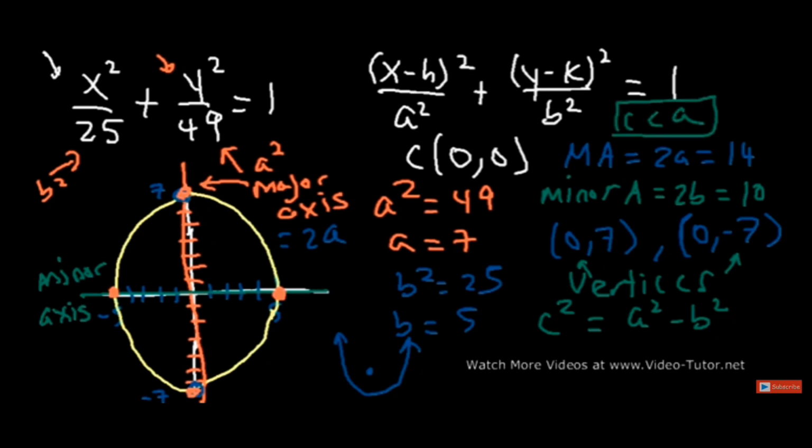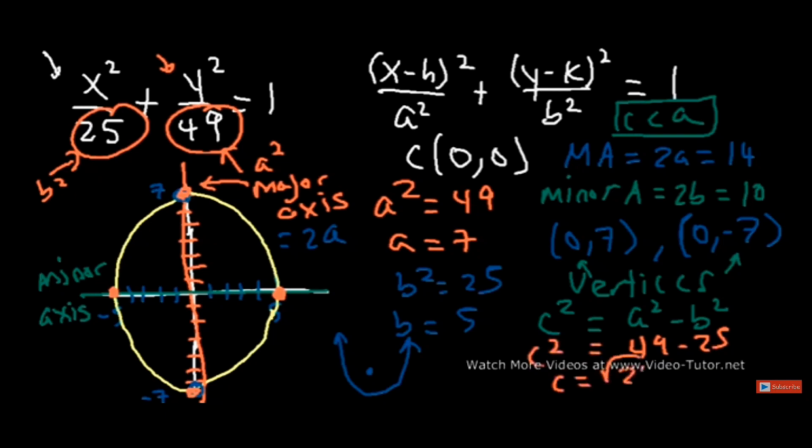But let's solve for c squared. We already know the value of a squared, and this is b squared, so it's 49 minus 25, and that's 24. If you take the square root of both sides, the square root of 24, we can reduce that to root 4 times root 6. So it's 2 root 6. So the coordinates of the foci, x is 0, y is c, so it's 0, plus or minus 2 root 6. As a decimal, 2 root 6 is about 4.89, so just under 5.